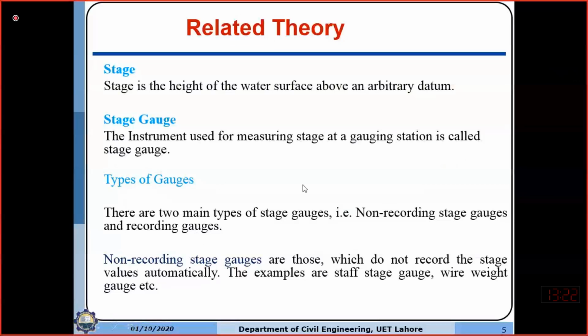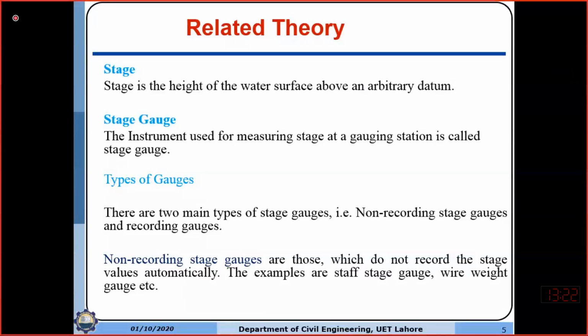Stage gauge, the instrument, just like the rain gauge we use to measure the rainfall. The stage gauge is used to measure the stage at a gauging station in a river. So we learn this also in your theory class, maybe after mid, relating to the flow measurement in channels. They will discuss these stage gauges and the different types. There are two types of stage gauges that we have: non-recording and recording, just like the rain gauges.